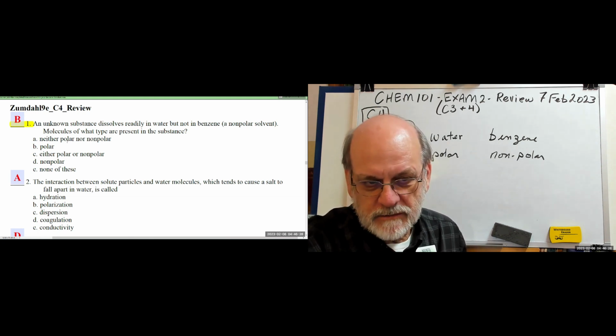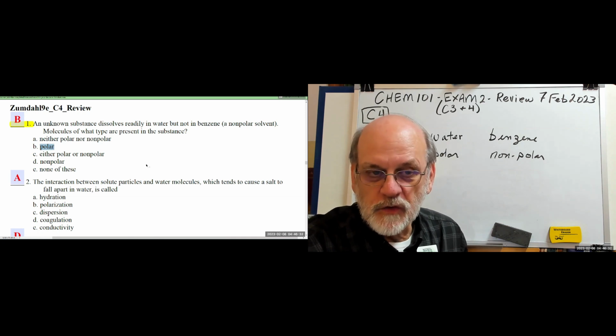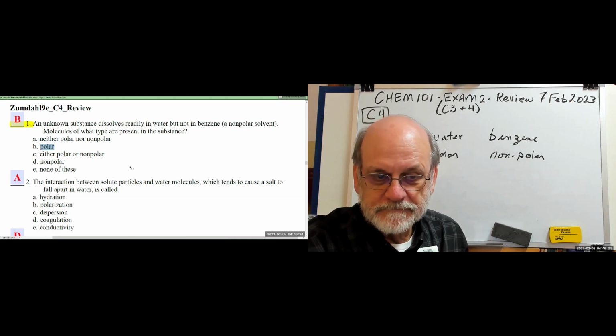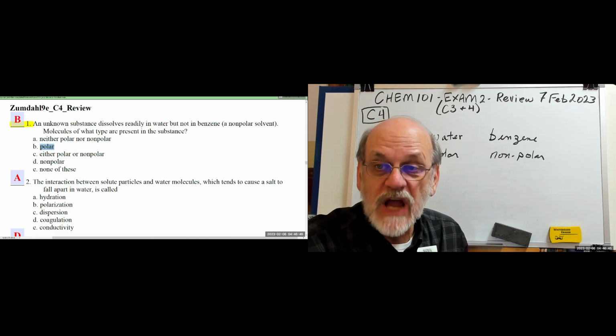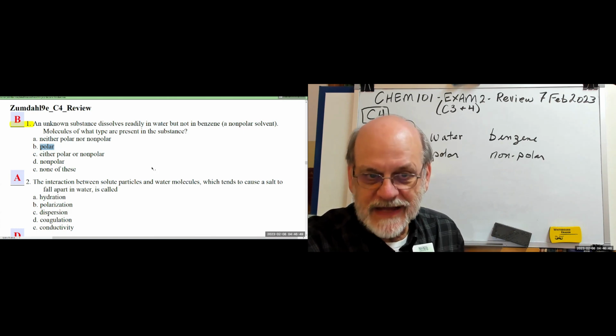So it can't be this one. The solute molecules must be polar. They can't be both. Nonpolar doesn't work because the unknown substance dissolves readily in water, but not in benzene. So it cannot be nonpolar. Polar is the best answer for this one.